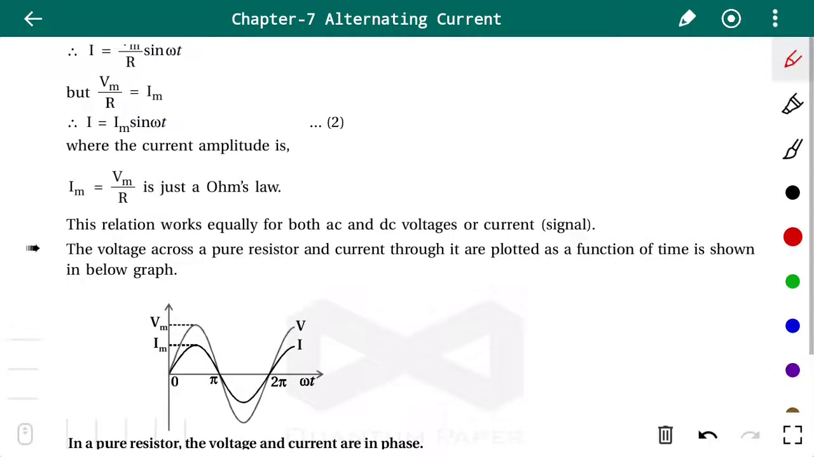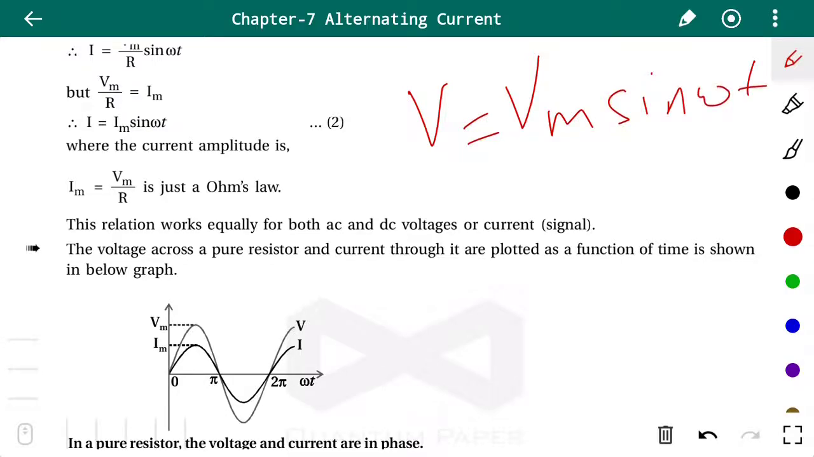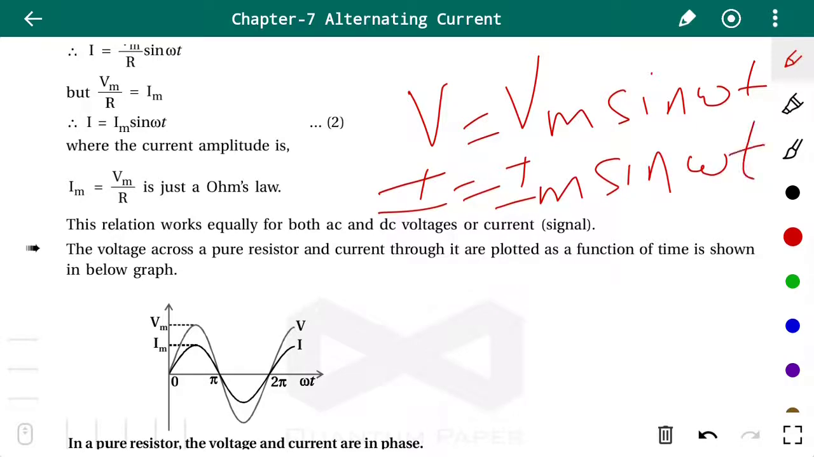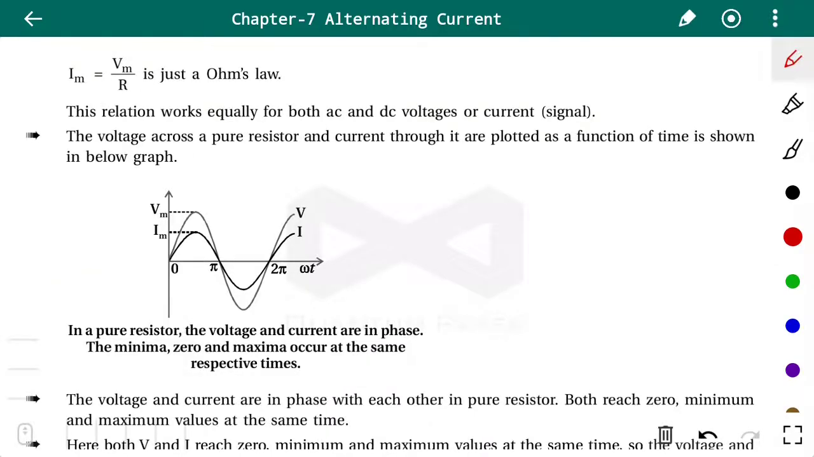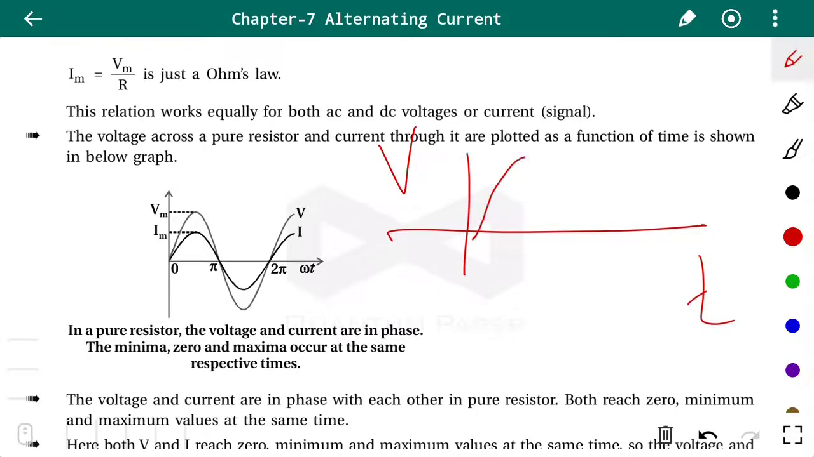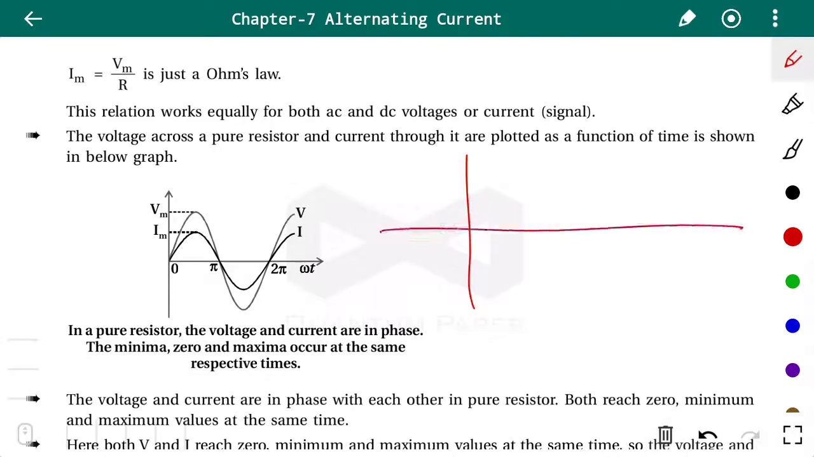So clearly we can see that V equals Vm sin omega t and I equals Im sin omega t. The voltage across a pure resistor and the current through it are plotted as a function of time as shown below. So let us see the graph individually. First, the voltage with respect to time. Voltage changes with respect to time.